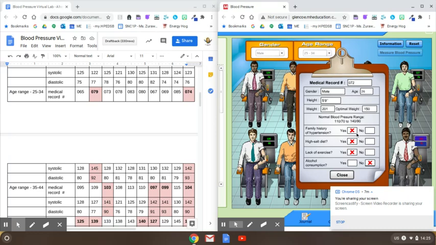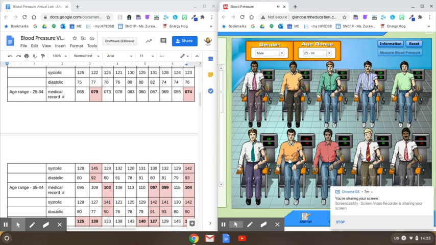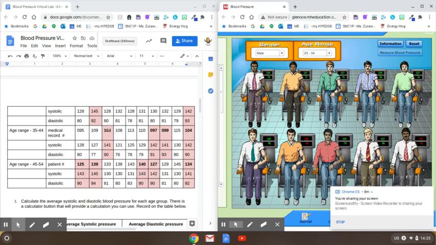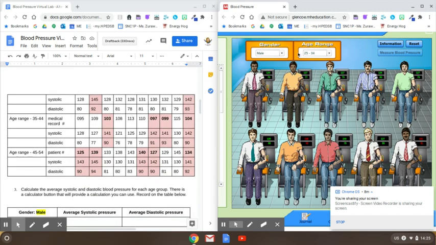He also has other issues. So he has a family history of hypertension. He has a high salt diet. He has a lack of exercise. So we can see that these males would be equivalent to other males that are highlighted in my chart, but might be slightly different in the results that you get because they're randomized within this search.